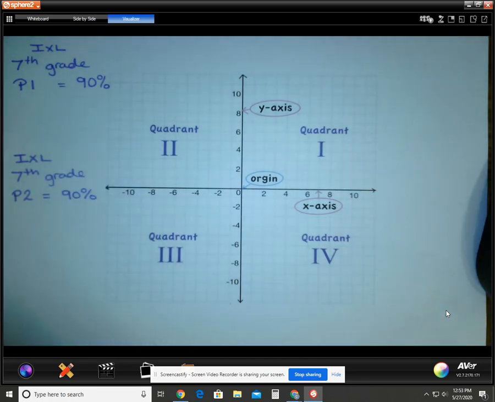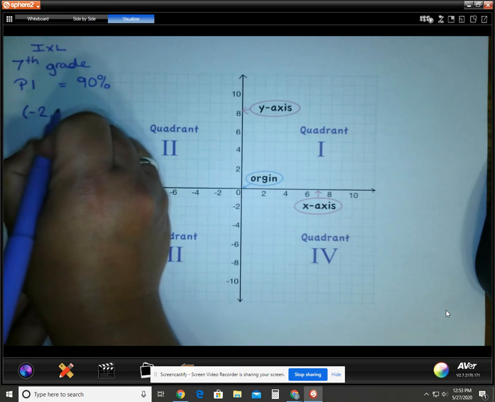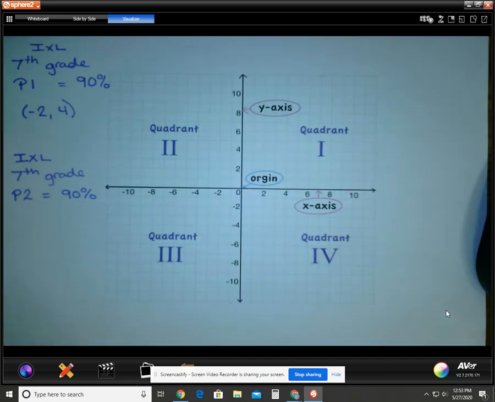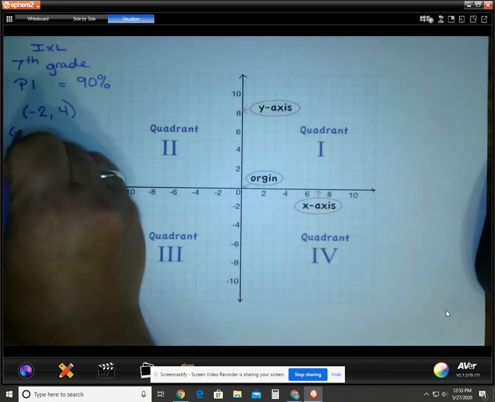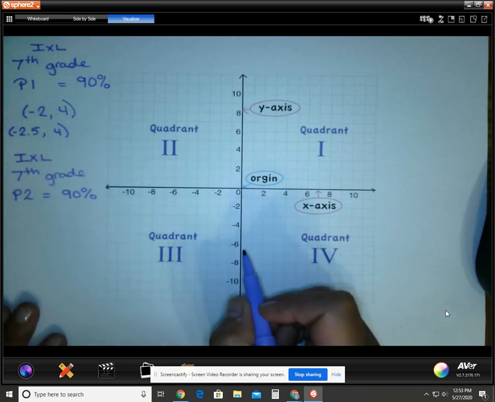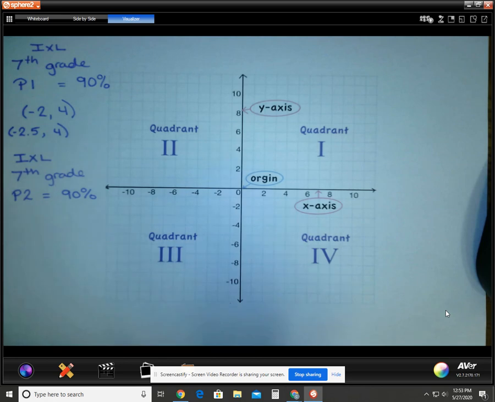So you're going to do IXL 7th grade P1 up to 90%. What is it? They're asking you to take coordinates. For instance, they could give you -2 and 4, and they're asking you to plot the points. What makes it different from 6th grade, they could also ask you to do -2.5 and 4 and plot that point. So they might have a decimal in there. You just need to go halfway in between if it's a half. And most of them, I think, are halves if they're going to give you that. So that's not a big deal at all. I want you to get up to 90% on that.